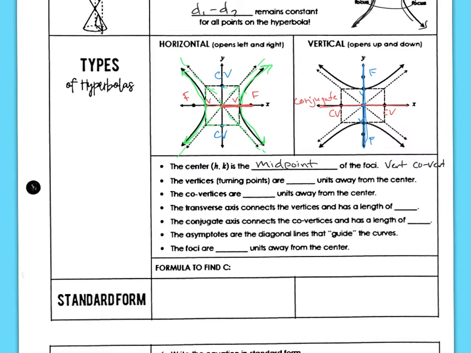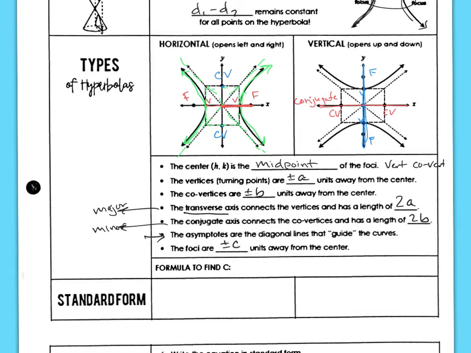Your vertices, or where the graph actually turns, are controlled by plus or minus A, just like in an ellipse. The co-vertices are controlled by plus or minus B, just like an ellipse. Now the transverse axis, in the other shape it's the major axis. So it's the one that has the vertices on it, and this is of course 2A. Conjugate axis, this is what we called minor in the ellipse, and this is of course 2B. Here's what I was telling you about the asymptotes. They're just the guidelines to draw your curves, and the focal points are still plus or minus C away.